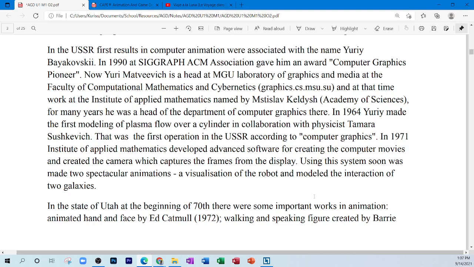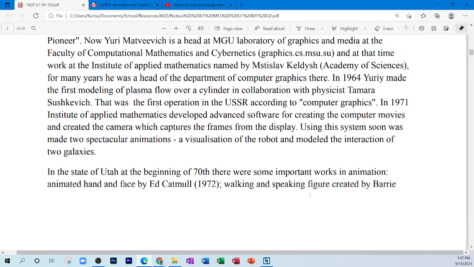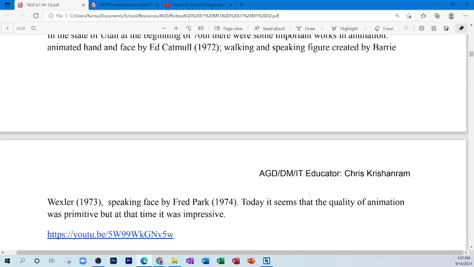In the state of Utah at the beginning of the 70s, there were some important works in animation. Animated Hand and Face by Ed Catmull, 1972. Walking and Speaking Figure created by Barry Wexler, 1973. Speaking Face by Fred Park, 1974. And today, it seems that the quality of animation was primitive, but at the same time, it was impressive.